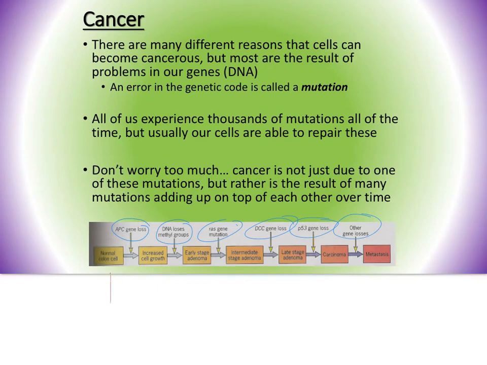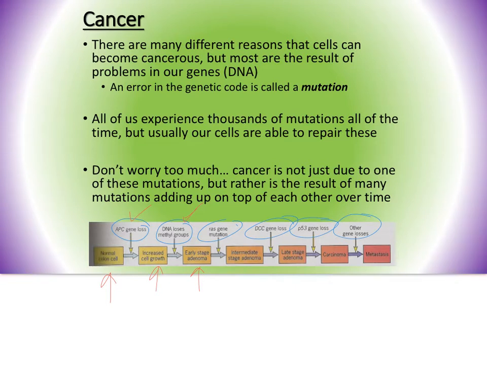So for instance, we start with a normal colon cell. We have this first mutation occur. It's going to give us maybe a little bit of increased growth, but nothing that's detectable yet. Then maybe months or even years later, this cell picks up another mutation, and that turns it into an early benign growth.